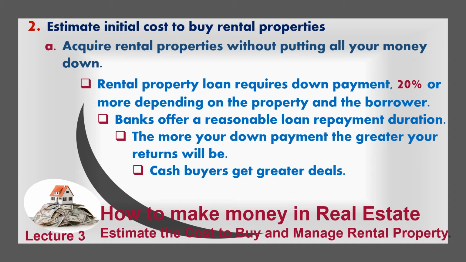Acquire rental properties without putting all your money down. To buy a property with little money down, you need a mortgage, or in other words a loan. Keep in mind that no bank will lend you money with no money down. Rental property loans require a down payment of 20 to 25% or more, depending on the property and the borrower. So, you can try out the option of borrowing 75% to 80% of the total cost.